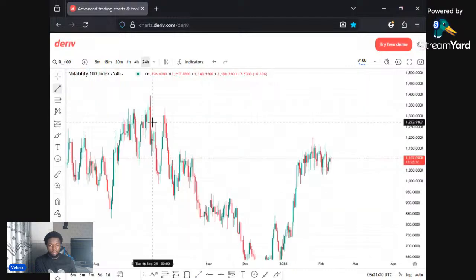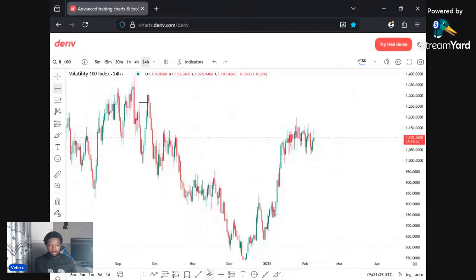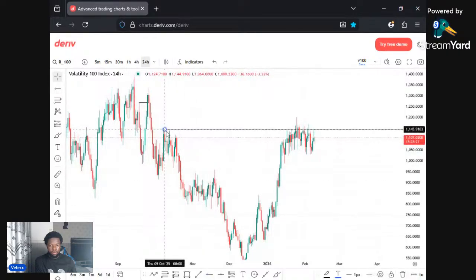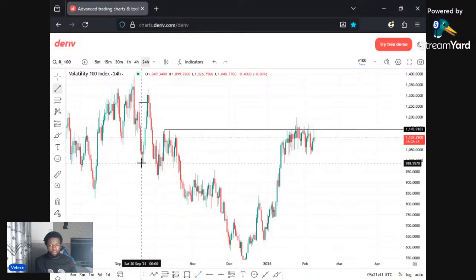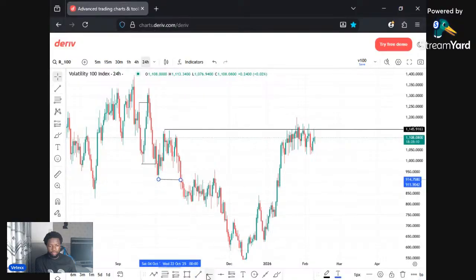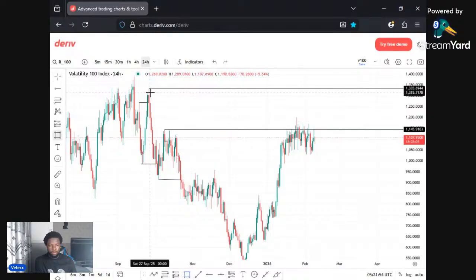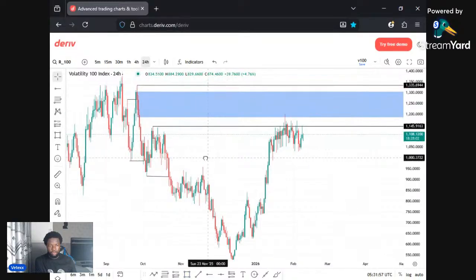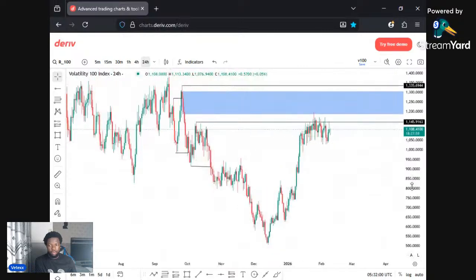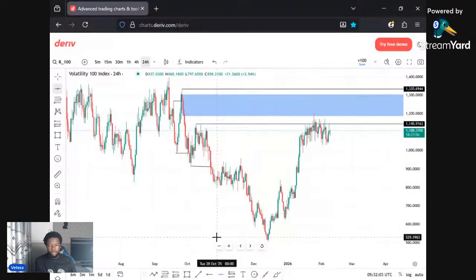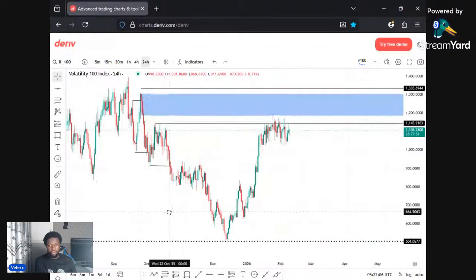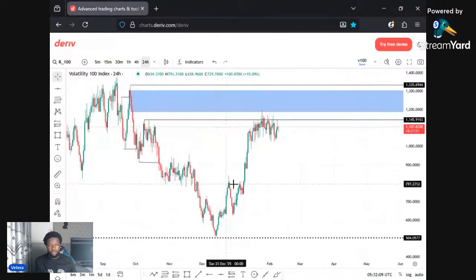We have our sweep, which is here. We have structural liquidity. We have the first break of structure here, and a second break of structure here. This is our protected high. This one becomes our point of interest. Right now, this is going to be the starting point, and this below here is going to be the finish point.